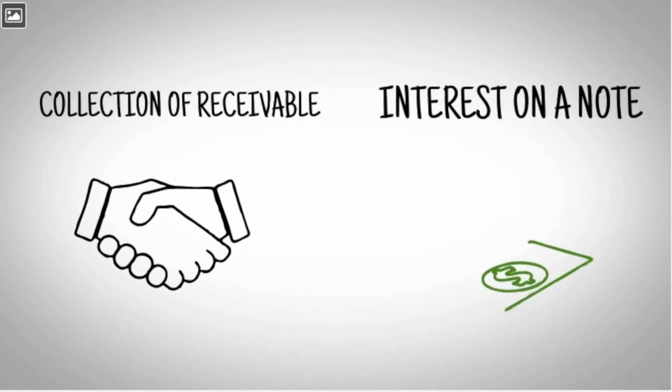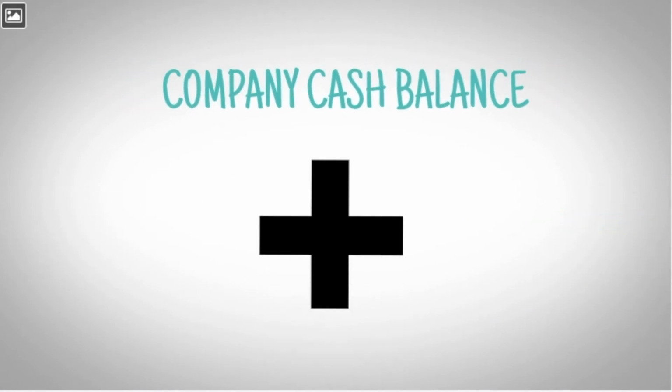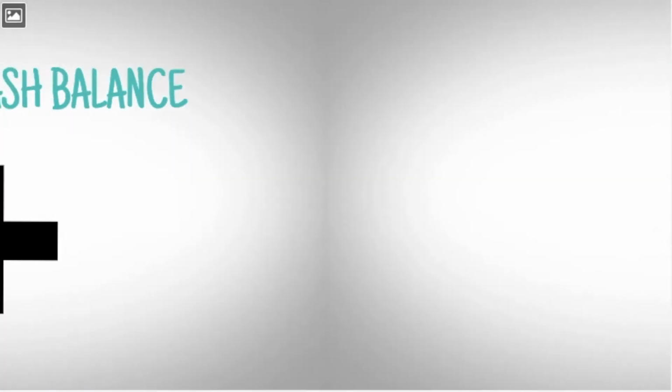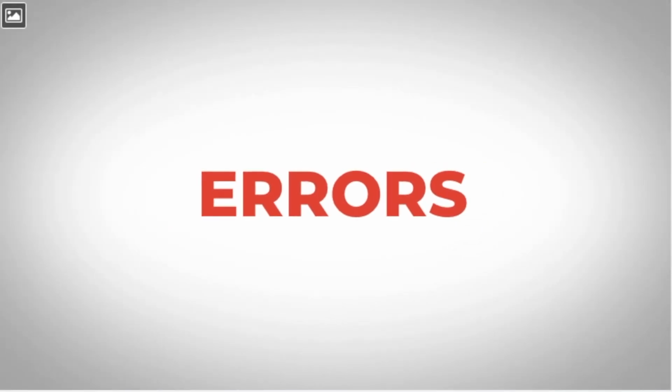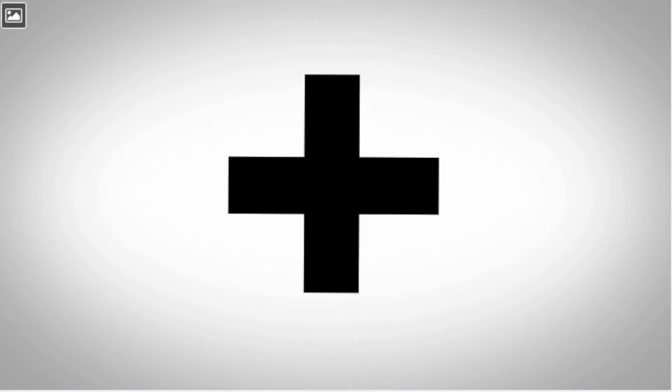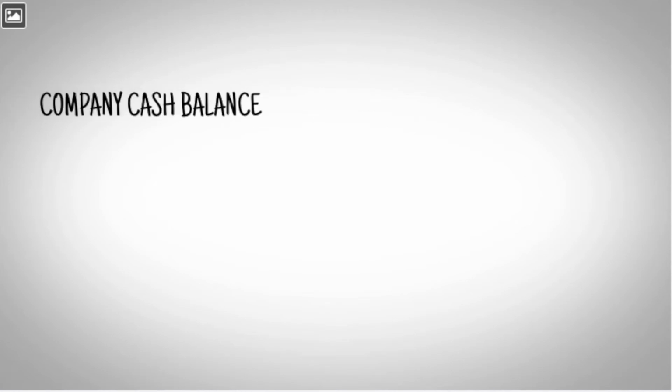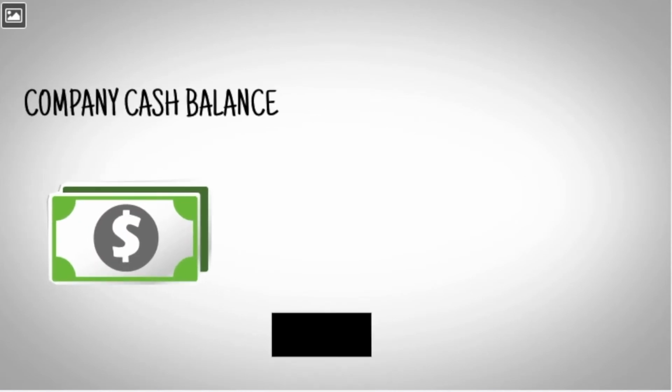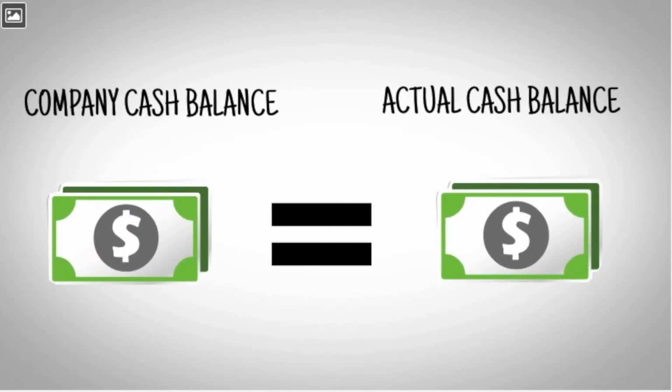Similarly, funds from the collection of a company receivable or interest on a note must be added to the company cash balance. Furthermore, errors made in the company's books, such as an overstated check, must be fixed by either adding or subtracting the error. By making these adjustments, the company's cash balance will now equal the actual cash balance.